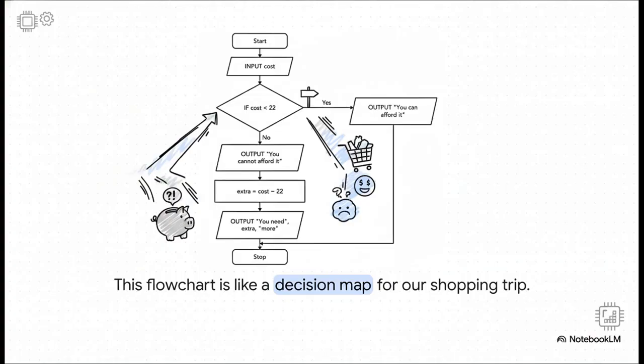Okay, so what you're looking at here is a flowchart. See that diamond shape in the middle? That's our big decision point. It's asking the question, is the cost less than 22? And from there, you can see the path splits. You've got a yes path and a no path. It's basically a perfect picture of a fork in the road.